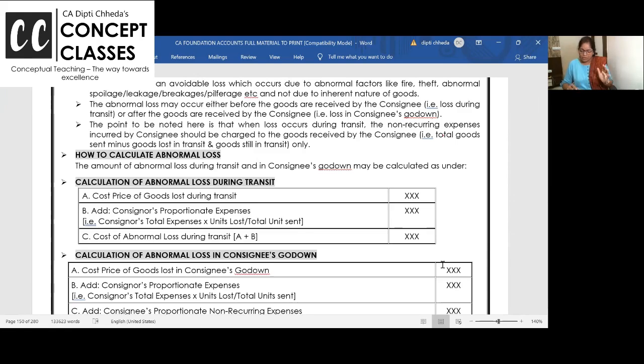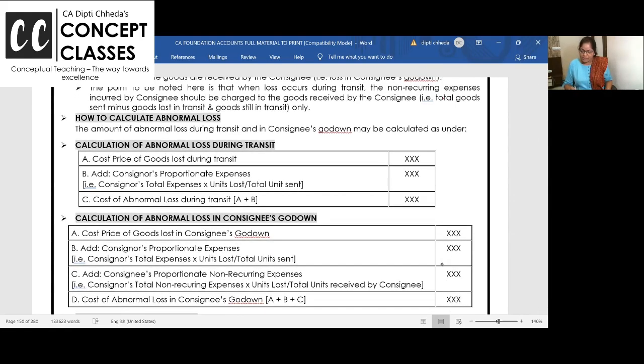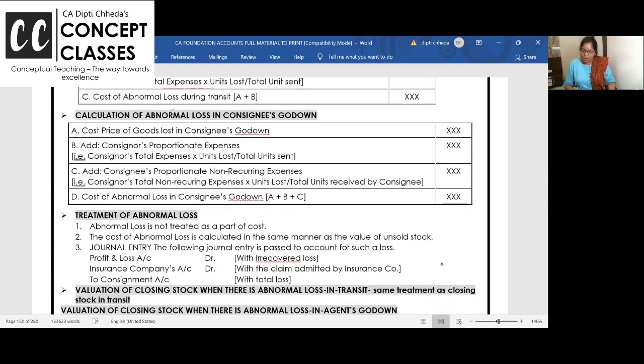Listen all of you. If abnormal loss is in the transit, just now we have done, only consignor's total expenses you take. But if the abnormal loss is in the go down, consignor's proportionate expense and consignee's non-recurring expense also you will take. Okay? One second.